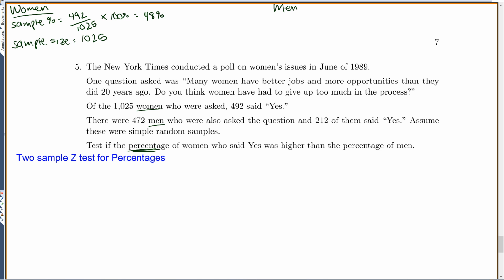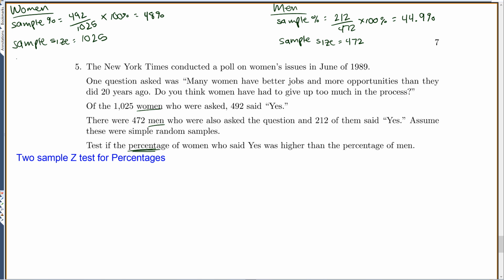And for my men, I have my sample percentage. Again, I'll do the same thing. I'll do 212 divided by 472 and times it by 100%, which gives me 44.9%. And my sample size equals 472.